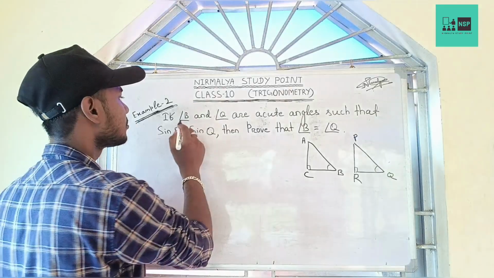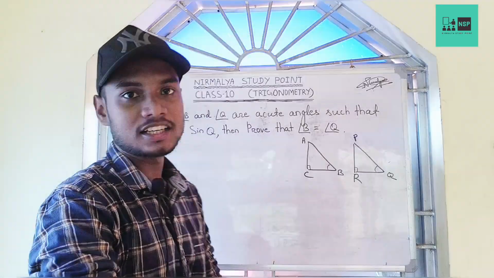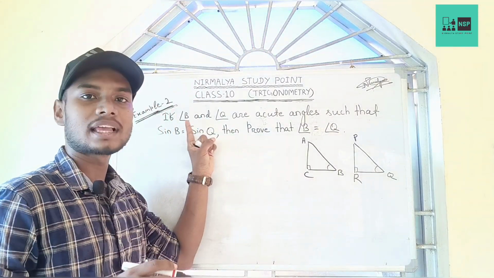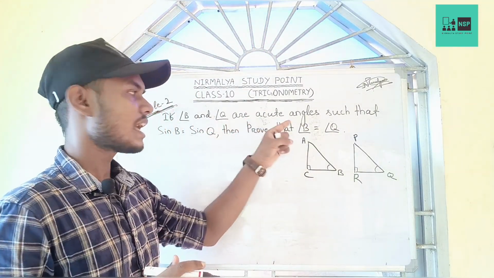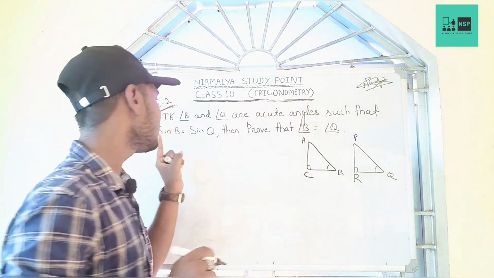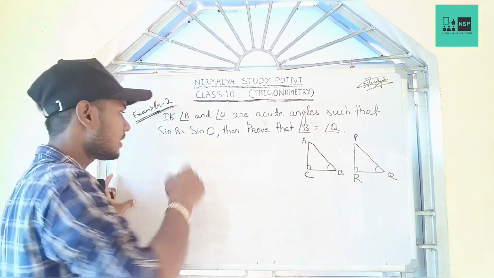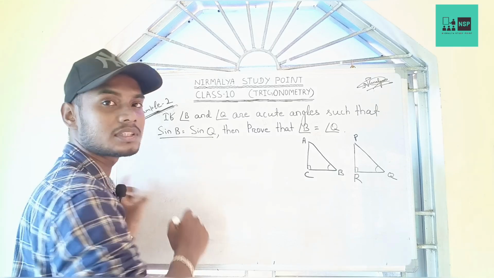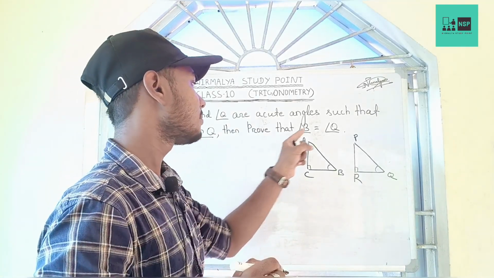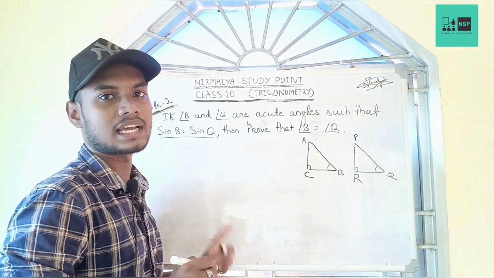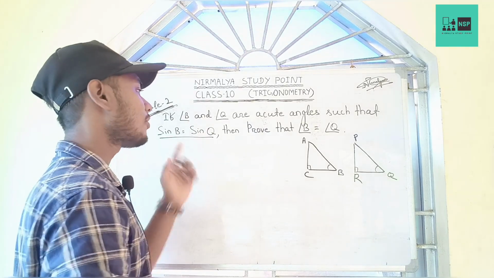The question is, if B and Q are acute angles, here the question tells that two angles, that is B and Q, are acute angles, so that sin B is equal to sin Q. It is given that sin B is equal to sin Q. Then prove that B is equal to Q. B angle is equal to Q angle. So how can we prove this?